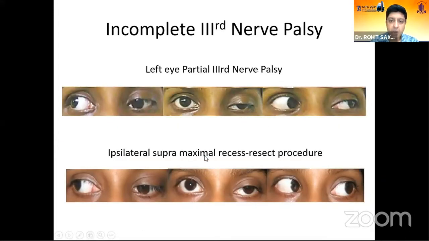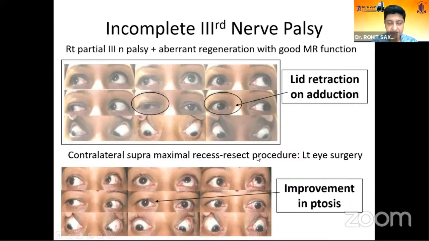So if you have good movement, so you have some amount of medial rectus function showing that the eye is crossing the midline, although still falling short. So this was a partially resolved third nerve palsy. You get a fairly good result by doing supramaximal recess-resect. The advantage, of course, is that the fair amount of motility that was there preoperatively can be preserved.